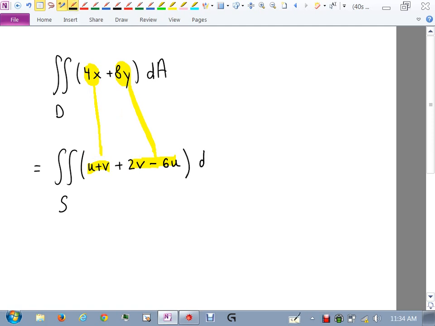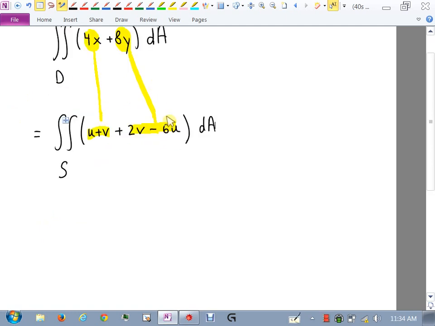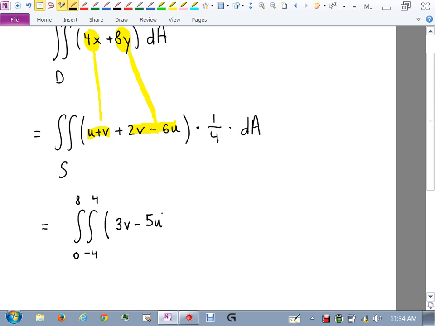Now, with respect to area, still, but it's the area of S instead of the area with respect to D. But we know all this, oh wait, Jacobian, where's my Jacobian? Times 1/4, and then with respect to area. But because I know my limits of integration on my new variables, I can go 0 to 8, negative 4 to 4, doesn't matter what order I go in. 0 to 8, negative 4 to 4. Clean this up a little bit. Maybe 3v minus 5u.